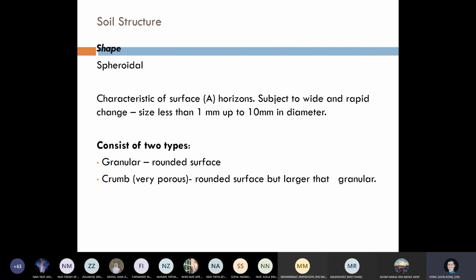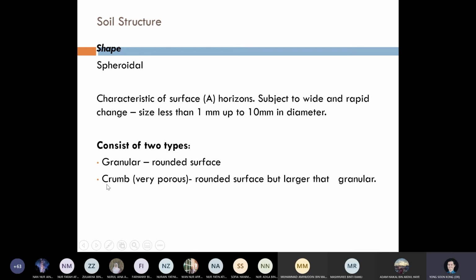If I say spheroidal, from the word itself, sphera means round shape. So any shape or structure that is called spheroidal, you can imagine that those are round shape. The soil structure looks very round, does not have too much angle, and they can be big and small depending on how big the aggregation is. So if it's round shape, it could consist of two types: granular or crumb.